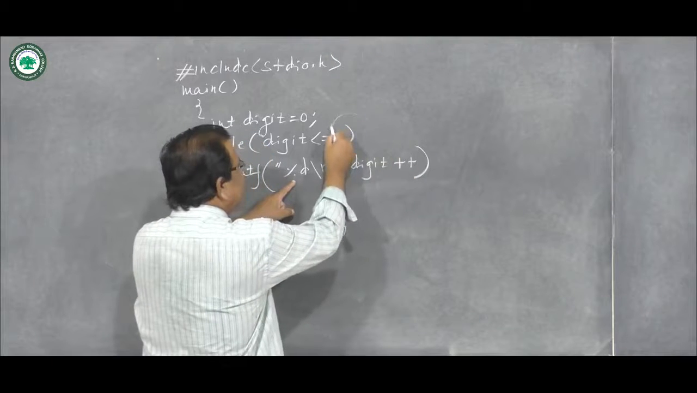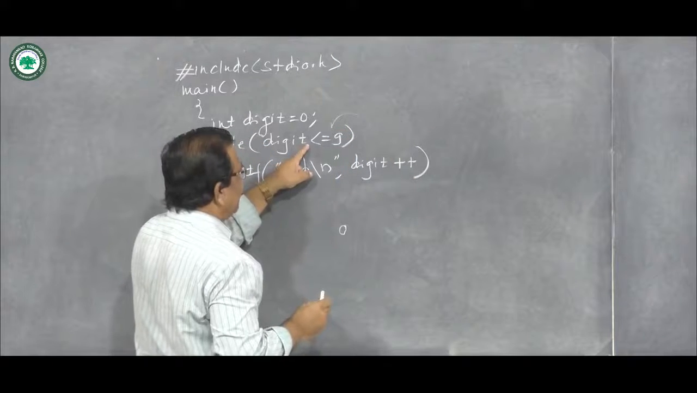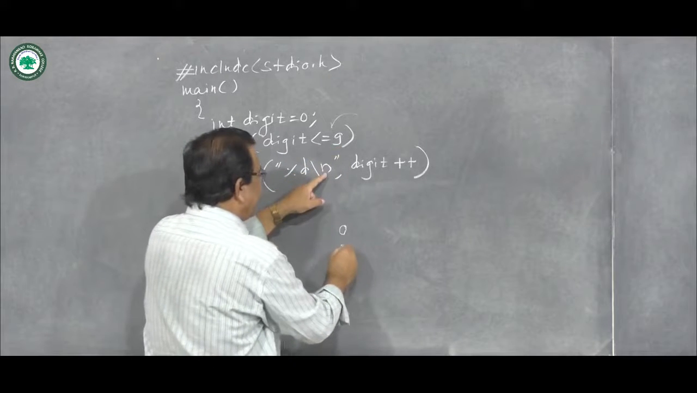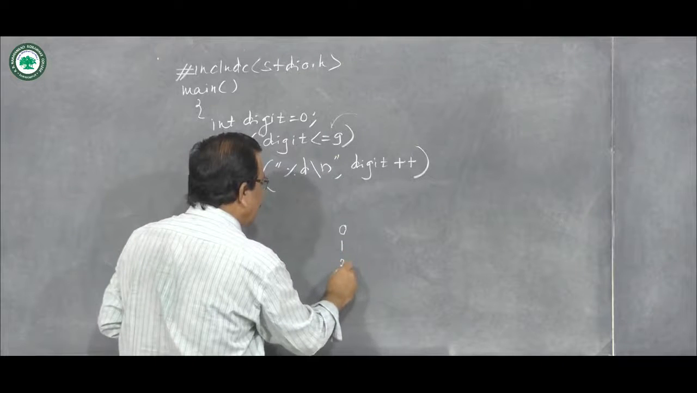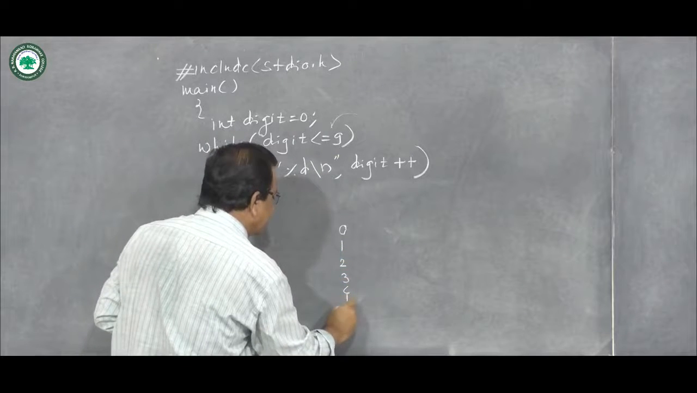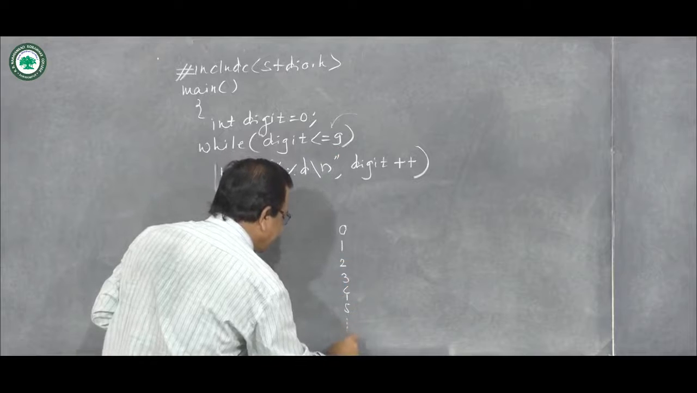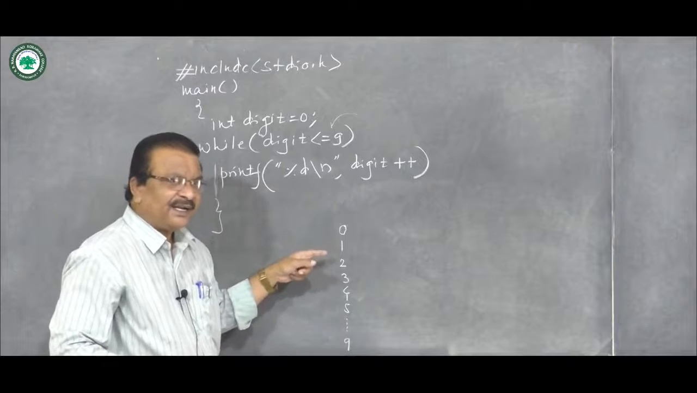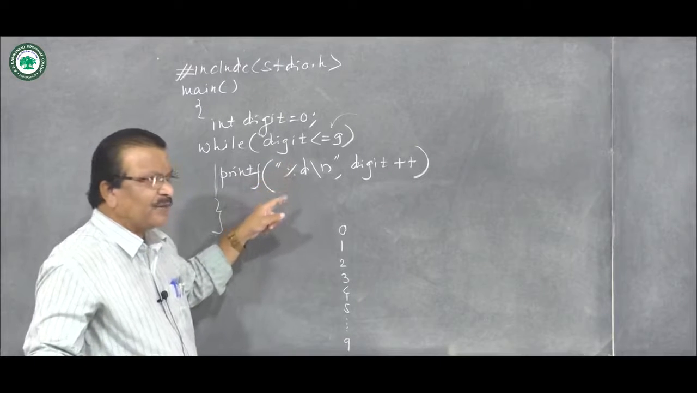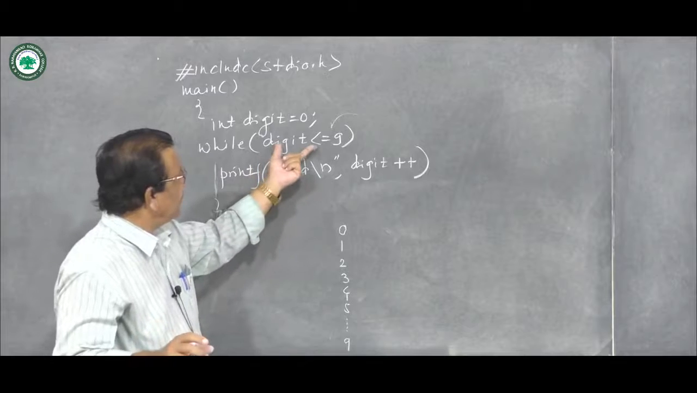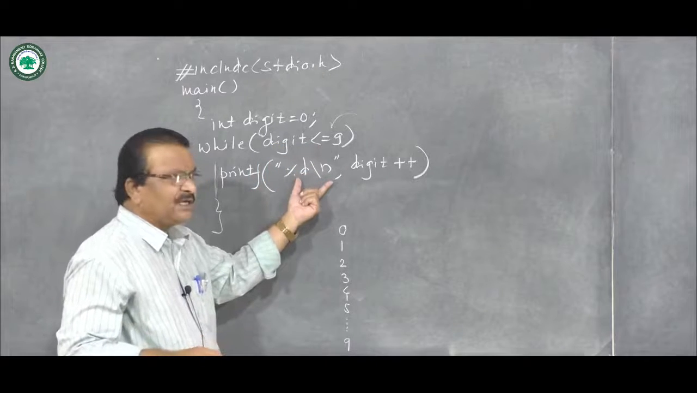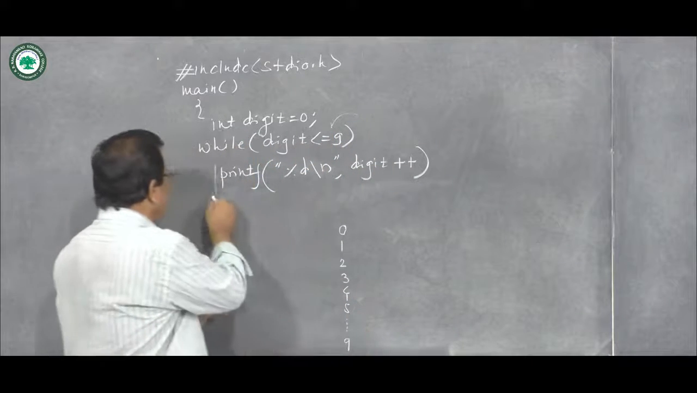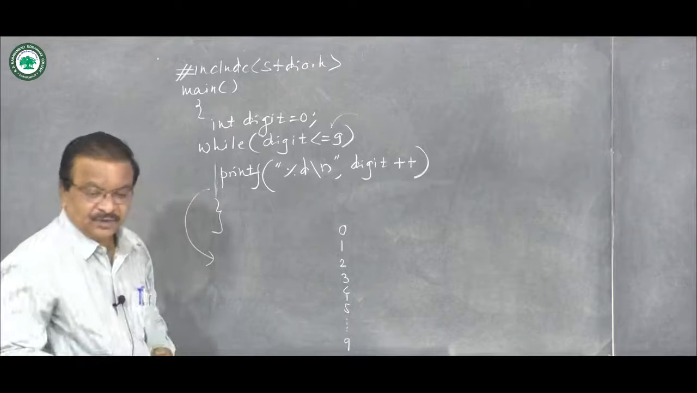We go back to the test condition. The condition will again be tested: 1 is less than 9. Now the current value of digit is 1, which will be printed on a new line, and so on: 2, 3, 4, 5, 6, 7, 8 and 9. So all these digits will get printed on separate lines by this program. Remember, so long as this condition is true, this statement is executed, and the moment it becomes 10, the condition becomes false, the loop is terminated and control comes out of the loop.